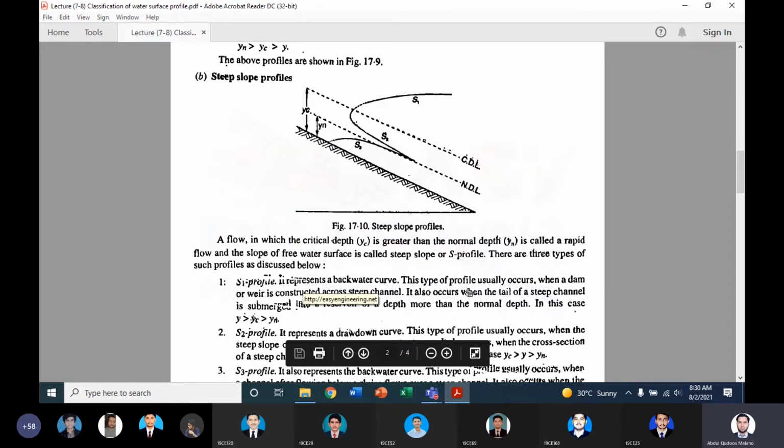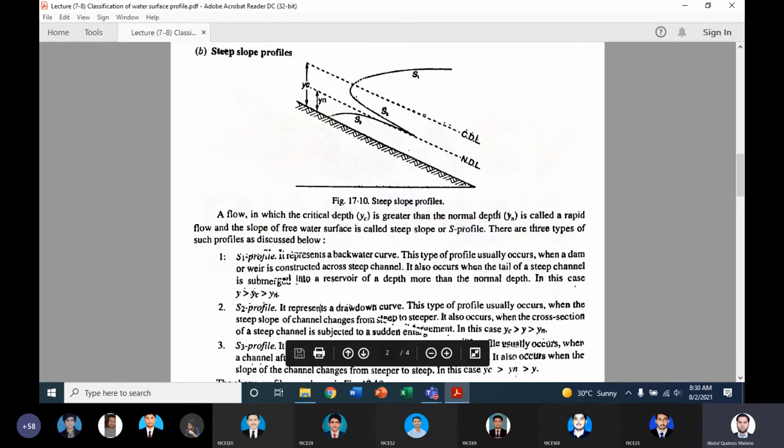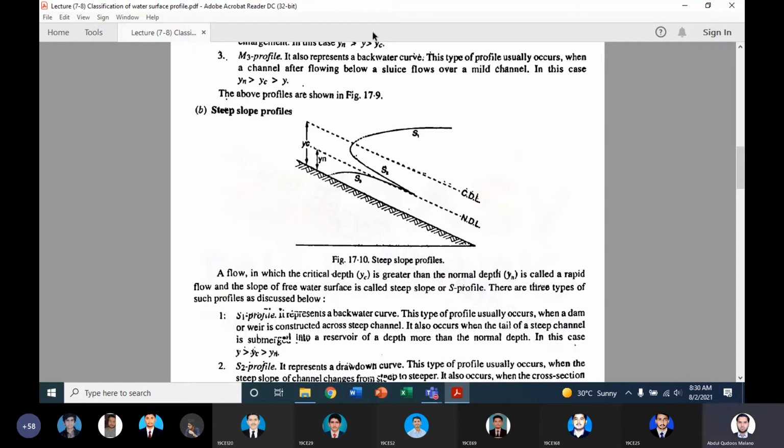This type of profile usually occurs when a dam or a weir is constructed across the steep channel, ठीक है। The reasons are same. It also occurs when the tail of a steep channel is submerged into the reservoir, ठीक है। वही जो उसके reasons थे वही इसके भी reasons हैं। Now S2 profile, and the S2 profile what will be the... अब इसमें बताएं क्या होगा S2 प्रोफाइल में?